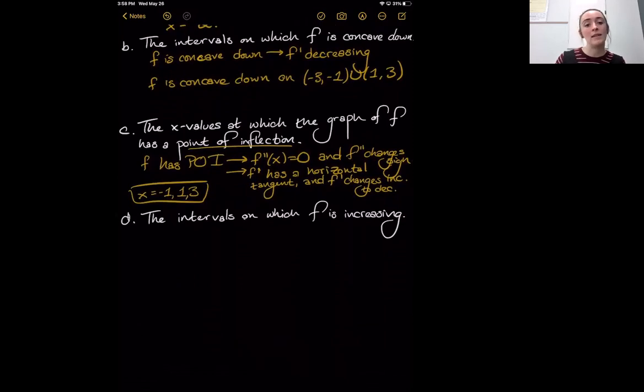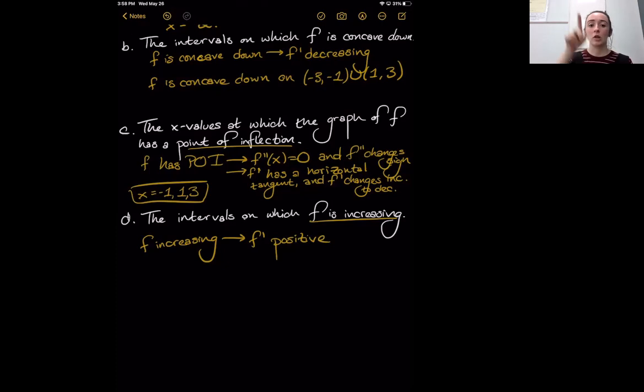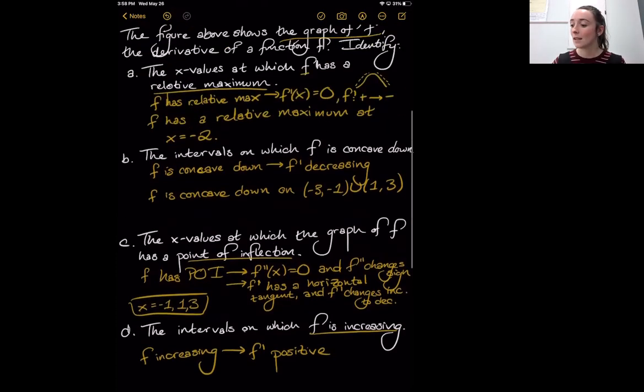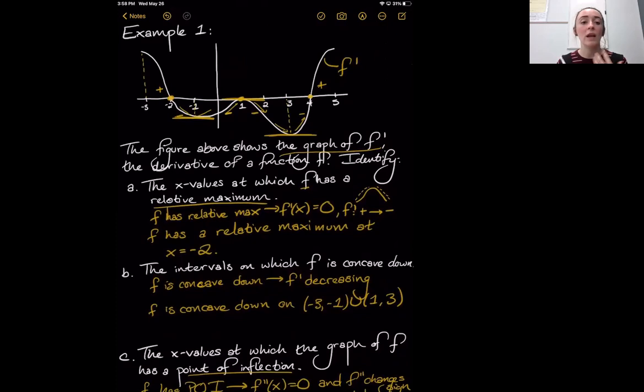Last but not least, we want to identify the intervals on which f is increasing. Well, what does it mean for f to be increasing? That means its first derivative has to be positive. Right? If you have positive slope, you're increasing. That means your first derivative is positive. So we have to look for intervals where this first derivative is positive, where it is above the x-axis.